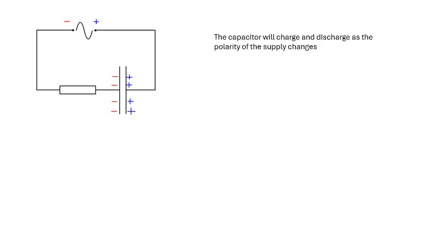Well, what will happen is that the capacitor will charge up with one of the plates positive and the other negative, and then it will discharge, and then it will charge up again the other way around as the polarity of the supply changes. As the supply goes from positive negative to negative positive, the capacitor will charge up one way and then the other way, and you'll get charge sloshing onto one plate and off the other, and then doing the opposite, sloshing on and off the plates.